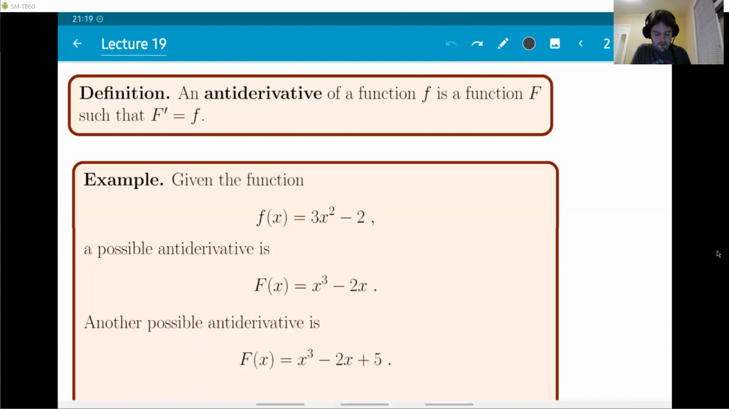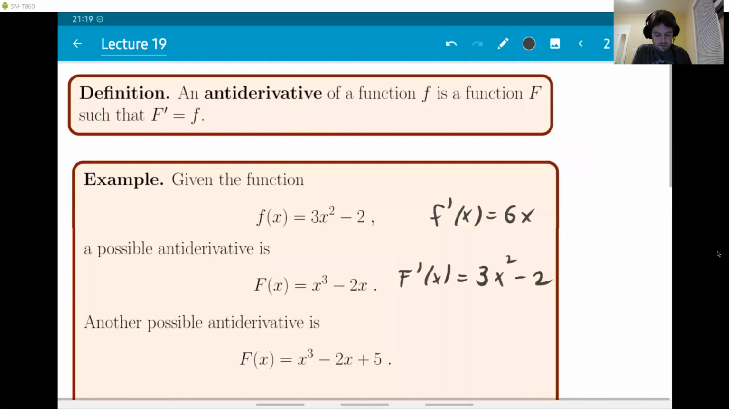So for example, if you have a little f function that is 3x squared minus 2, we all know how to take the derivative of that, which is f prime. But this is not what we are doing now. We are doing the reverse process. A possible antiderivative is this big F function here, x cubed minus 2x. Why? Because if you take its derivative, you find the original little f that you started with. That's why.